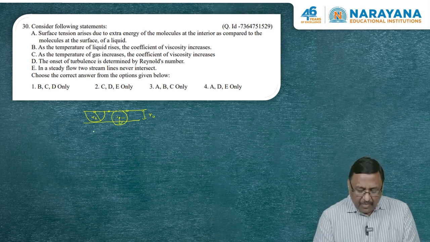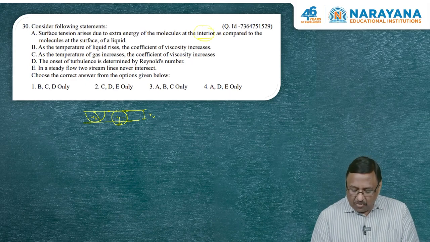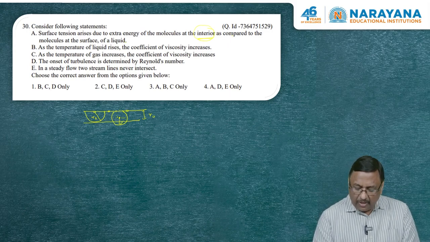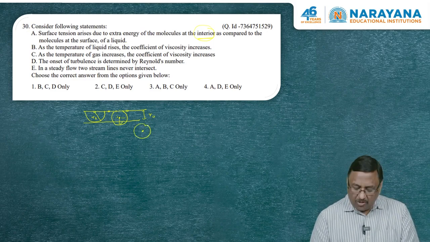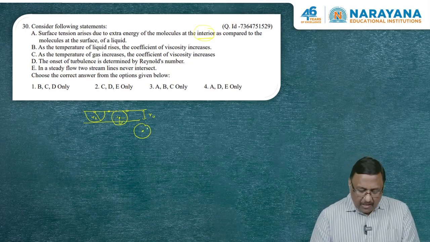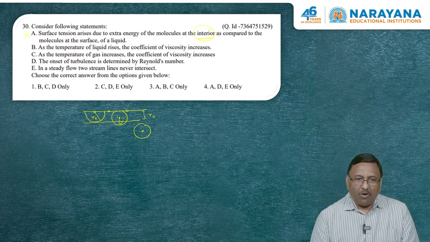What I am trying to explain is, he is saying in statement 1 that surface tension arises due to extra energy of the molecules at the interior. This word interior is wrong here. If it were exterior, it would be okay. As compared to the molecules at the surface of the liquid, the molecules in the interior will not experience any force because they are equally surrounded by all the molecules. So the net force on them is going to be 0, there is no energy. That means option A is obviously not the right answer, it is a wrong option.